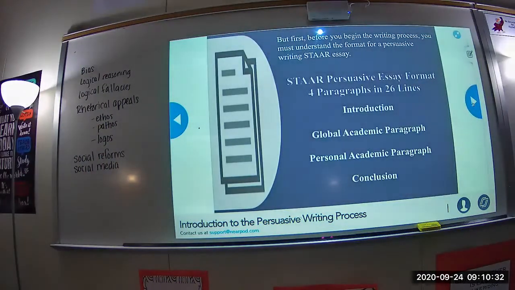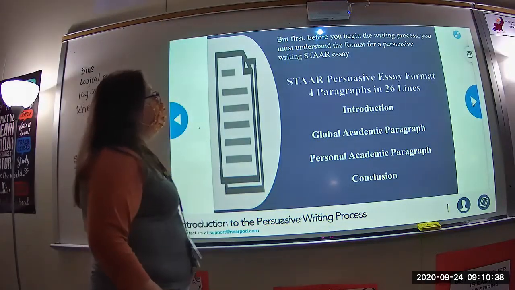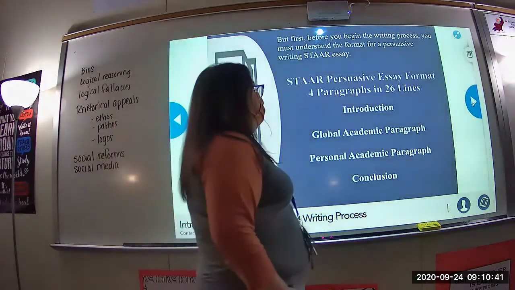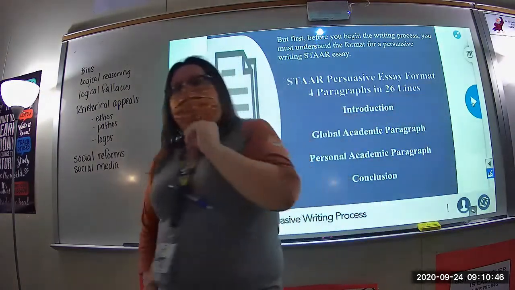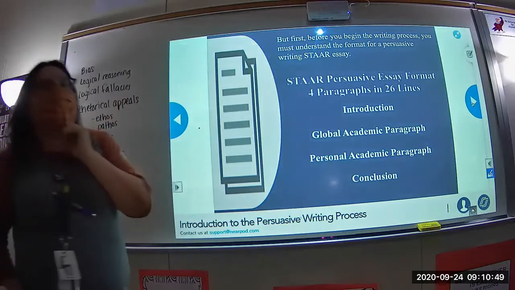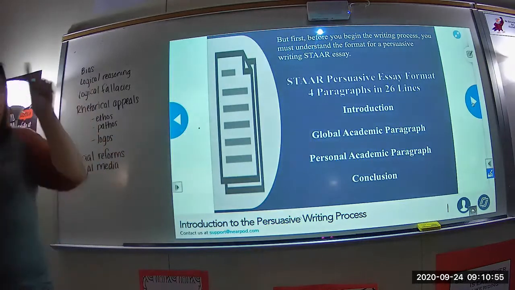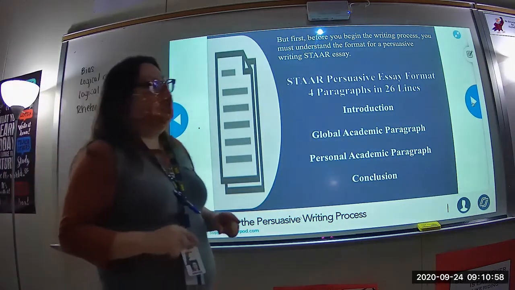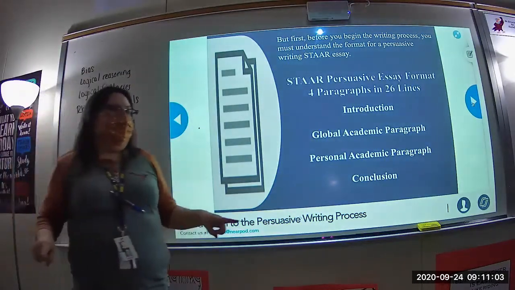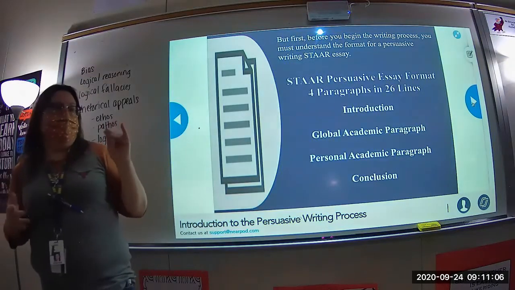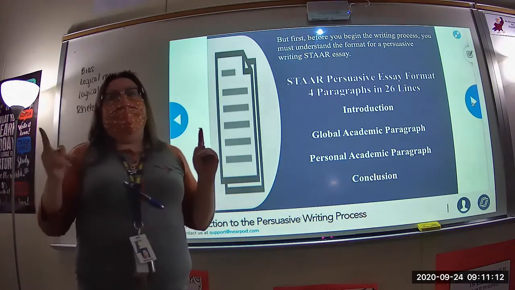So, but first, before you begin the writing process, you must understand the format for persuasive writing STAAR essay. STAAR persuasive essay formats has four paragraphs, and you have to do it in 26 lines. So you guys did not take the STAAR last year, so you haven't seen it. But basically what happens is it's a sheet of paper with a block. And in that block are lines. There's only 26 lines. You are not allowed to write anywhere outside of the block. And you have to fit your entire essay on those 26 lines. Yes? Is it less lines than the ones we took in middle school? I'm not sure. I think it might be the same amount of lines.